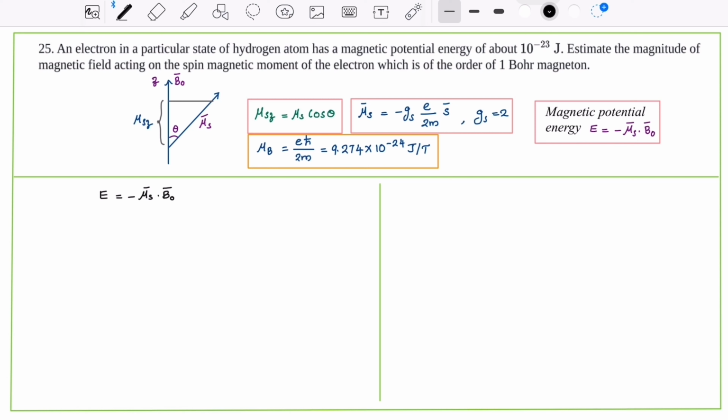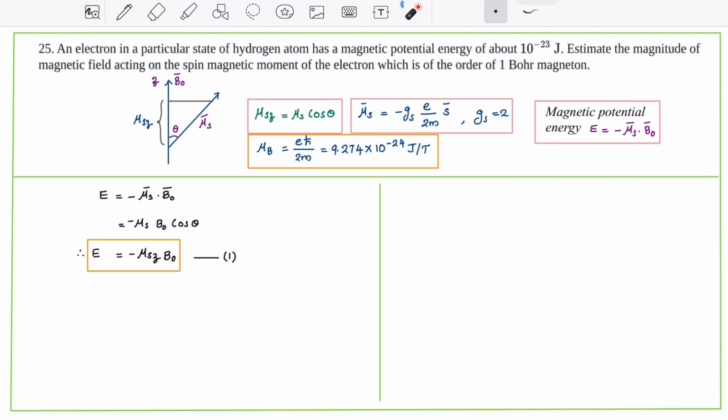Now take the dot product. This becomes minus mu s B0 cos theta. From the diagram, we can see that mu s cos theta is nothing but the z component of the spin magnetic moment of the electron mu s. So you can write it as mu s z. Therefore, the magnetic potential energy becomes minus mu s z B0. Let it be our equation number 1.